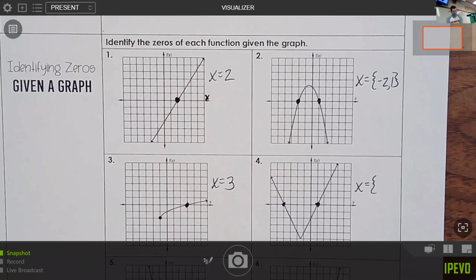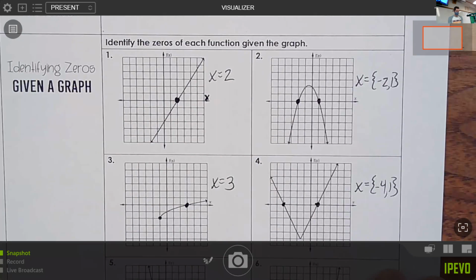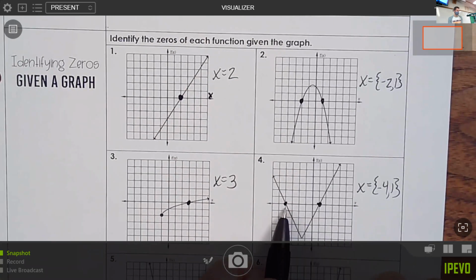-4, +1. Excellent. So -4 and 1. Nice. Because from the middle of the graph, if we go 1, 2, 3, 4 to the left, that's where it crosses there. And if we go 1 to the right, that's where it crosses there. So those are the 2 answers, -4, +1.